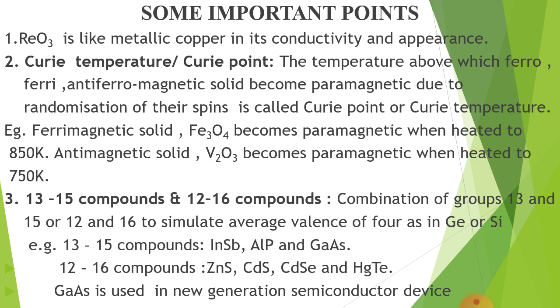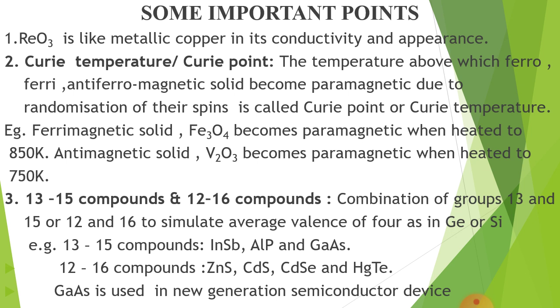As the name indicates, when group 13 and group 15 are combined, they behave as semiconductors. Likewise, when group 12 and group 16 are combined together, they also behave as semiconductors. Combinations of groups 13 and 15 or 12 and 16 simulate an average valence of 4, as in germanium or silicon, and are known as 13-15 or 12-16 compounds.